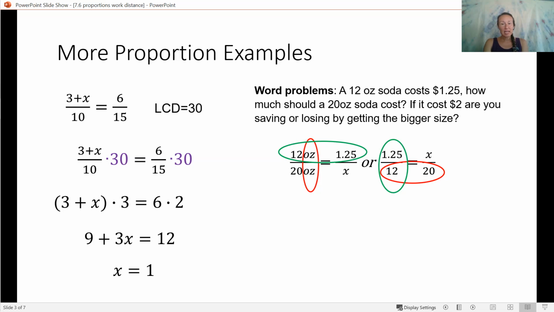So either way you set it up, you can cross multiply and get to the fact that our X, which is what we think a 20-ounce soda should cost, is $2 and a little more than 8 cents. So if they're charging $2 for a large soda, technically you're saving a tiny bit of money per ounce by getting the bigger soda. But it's not a huge discount.